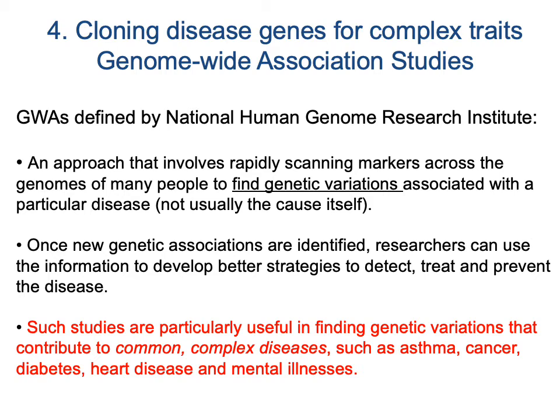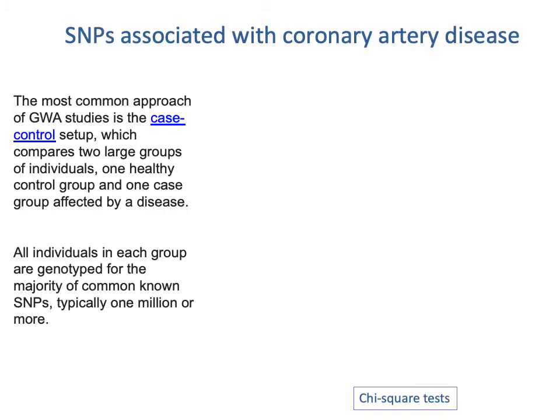So in red at the bottom, I just again want to emphasize that these GWAS are particularly useful to find genetic variations that contribute to common complex diseases like asthma, cancer, diabetes, heart disease, and mental illness. Okay, so what are these markers? The most commonly used type of marker are SNPs, single nucleotide polymorphisms.